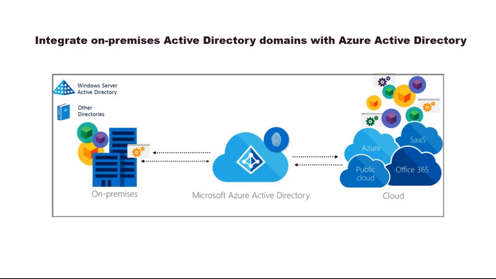This graphic shows an example of a hybrid identity solution that enables IT admins to manage and integrate their current Windows Server Active Directory solution located on premises with Microsoft's Azure Active Directory to enable users to use single sign-on across applications located in the cloud and on-prem.